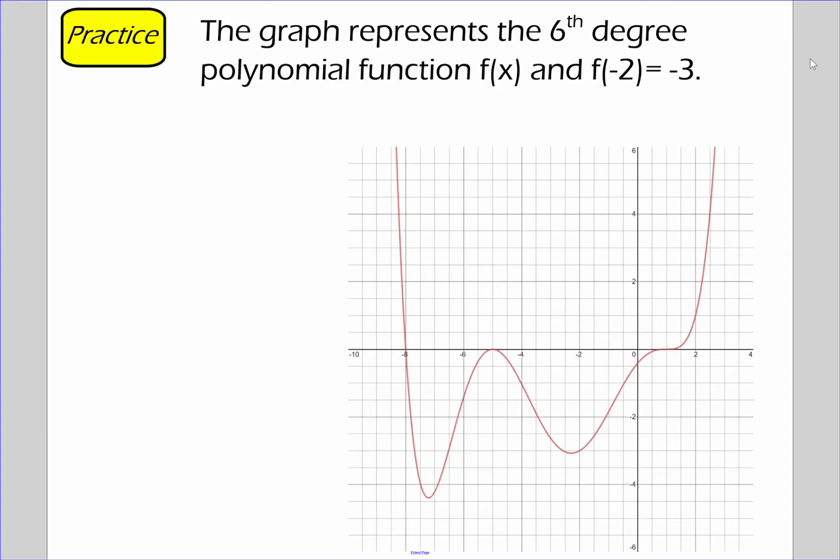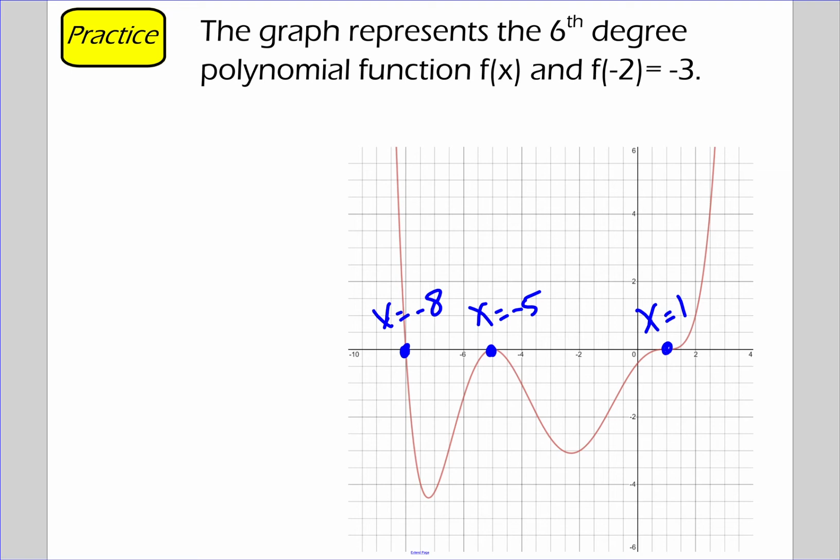Here, the graph represents a 6-degree polynomial, and we're told that f of negative 2 equals negative 3. Well, we know that there should be a total of 6 solutions. If we start with our intercepts, we can see there's an intercept at x equals negative 8, and we can see x equals negative 5 and x equals positive 1.